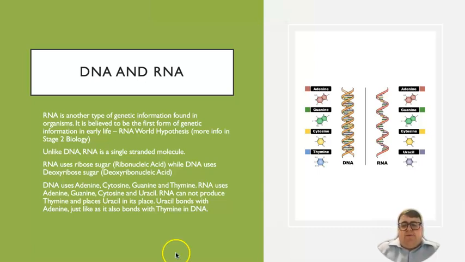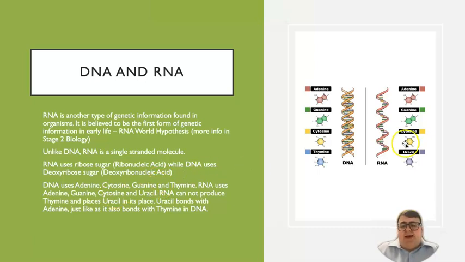Main differences here, we can see that straight away by just looking at them. Unlike DNA, RNA is a genetic information that is single-stranded. DNA is double-stranded. RNA uses ribose sugar, which is the name ribonucleic acid. DNA uses deoxyribose sugar, deoxyribonucleic acid. So they have a different type of sugar.